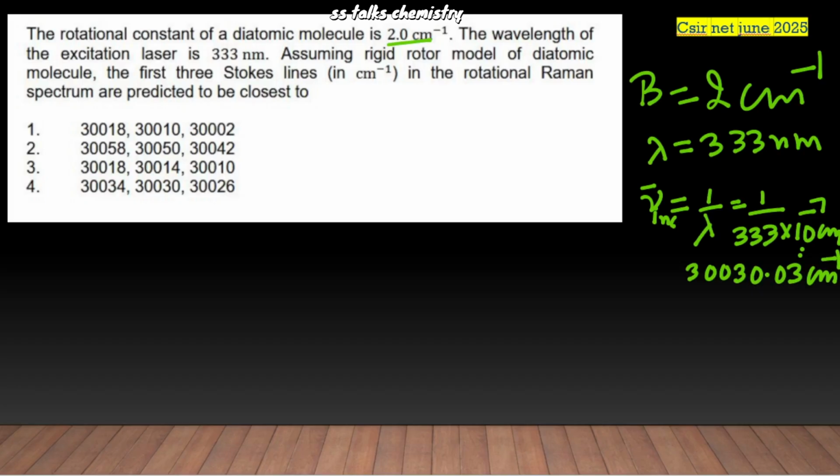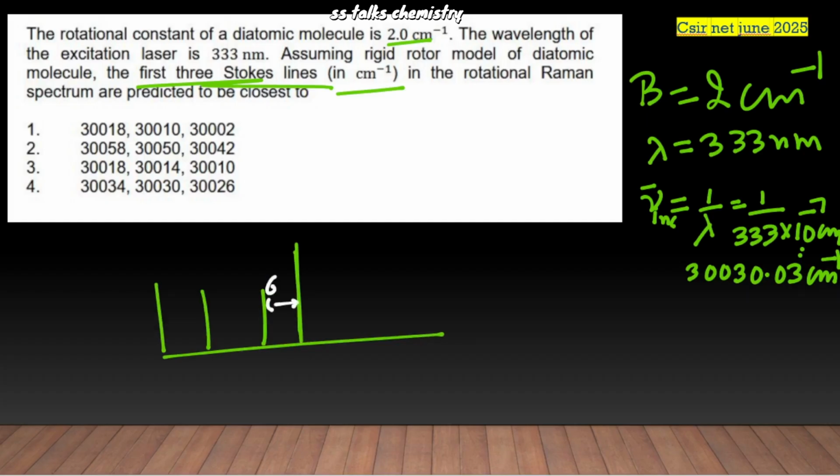Okay. Now next, assuming the model to be the rigid rotor model of a diatomic molecule, the first three Stokes lines are asked, in centimeter inverse, for the rotational Raman. So this is the Rayleigh line, and here the Stokes lines you have. The distance between them: the first is at a distance of 6B, then we have the gap of 4B.